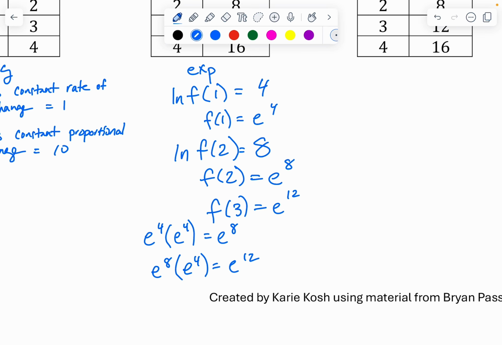And so my kids wanted to say, well, e to the 4th squared is equal to e to the 8th, which is true, but that doesn't help us. That's not what we're multiplying by each time. We just so happen to be able to square one and get the next answer, but that was kind of a fluke, so don't use that sort of reasoning.